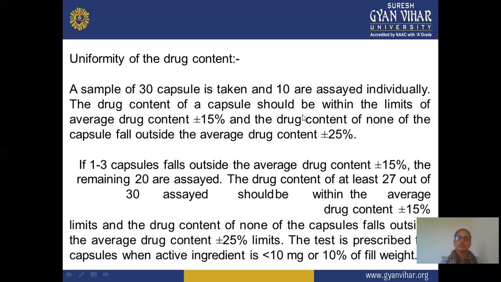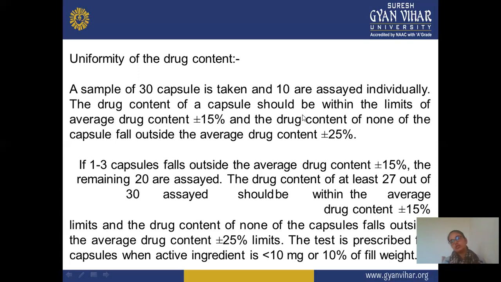If 1 to 3 capsules fall outside the average limit, that is plus or minus 15%, the remaining 20 capsules are assayed, and the drug content of at least 27 out of 30 should be within the average drug content limit of 15%. Means first you take 30 capsules and perform the assay on 10 capsules, and at least 7 capsules should be within the limit, or up to 3 capsules can be outside the plus or minus 15% range.